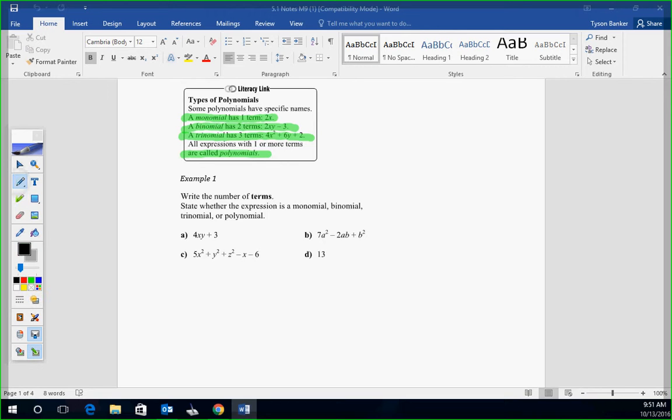Okay, so going through these ones here. Bree, how many terms and what would you call it for A? Binomial, so it's 2 terms. And it's binomial. Good? It says write the number of terms and then state what type it is. We just did that. Evan, how about B? Trinomial. Good. That means 3 terms, trinomial.